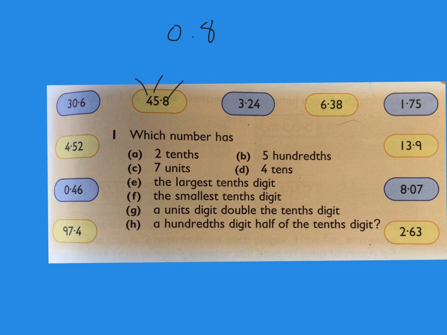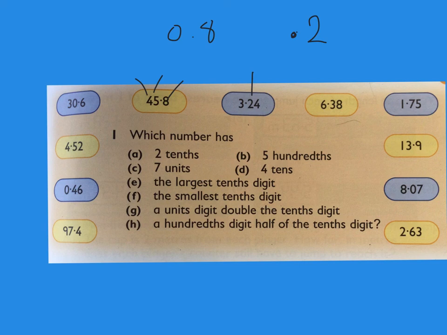Okay, so as I said, I'm going to complete the first few questions for you. So the first one is, which number has 2 tenths? 2 tenths. So I'm looking for tenths. I'm looking for 1 place to the right of the decimal point. So I'm looking for a number that has 2 directly after the decimal point. Okay. So here it is here, 3.24. That number has 2 tenths.